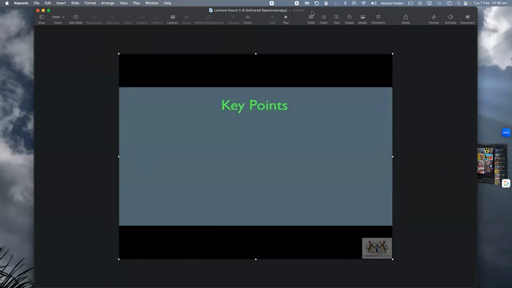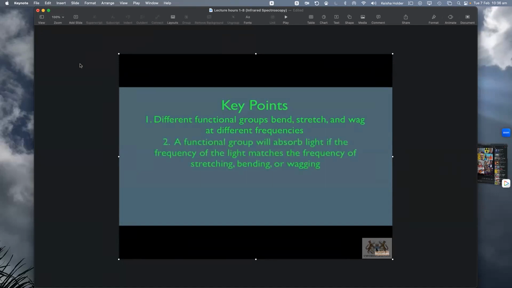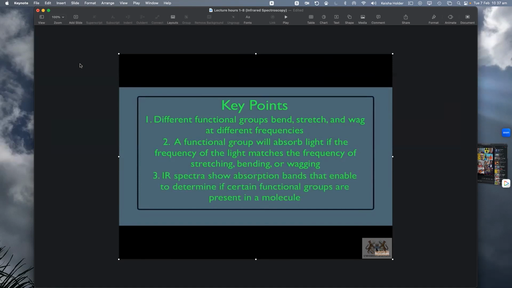In this online lecture, we're going to discuss the basics of IR spectroscopy. We're going to see how the machine operates and how it delivers its data. And our key points are, number one, we're going to see different functional groups bend, stretch, and wag at different frequencies. We're also going to learn that a functional group will absorb light if the frequency of light matches the frequency of stretching, bending, or wagging. This is going to be our most important key point. This is the basics of how the IR machine functions. And lastly, we're going to see that IR spectra show absorption bands that enable us to determine if a certain functional group or groups are present in a molecule.